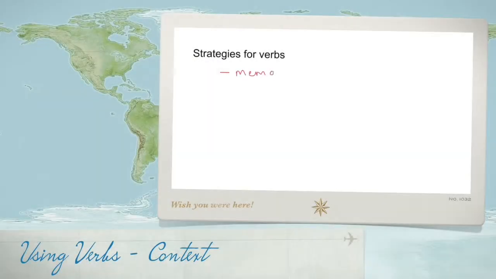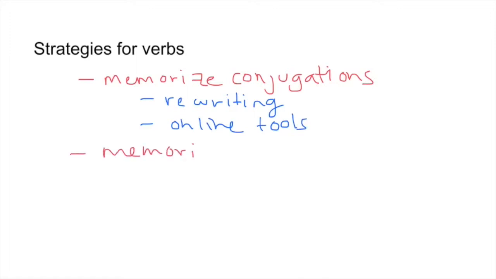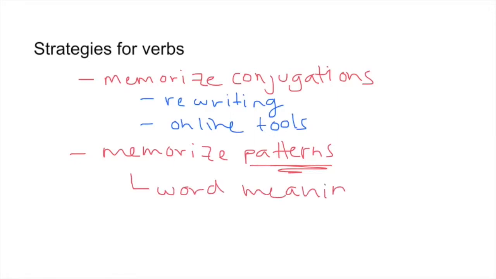Alright, let's talk about some strategies for working with verbs, because we want to be able to use them in context. The first step is you need to memorize your conjugations. You could rewrite it, or you could use some online tools to help you with repetition. You also need to memorize the patterns. Remember that AR, ER, and IR each have their own patterns.